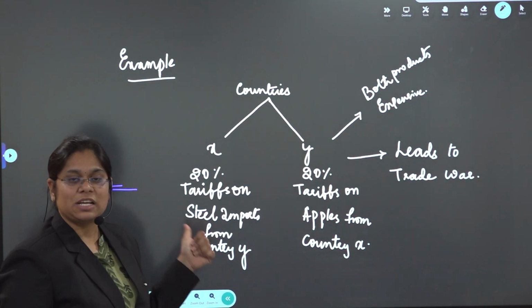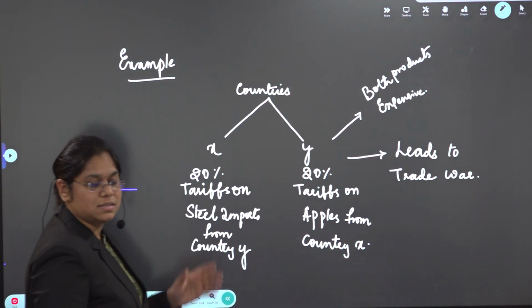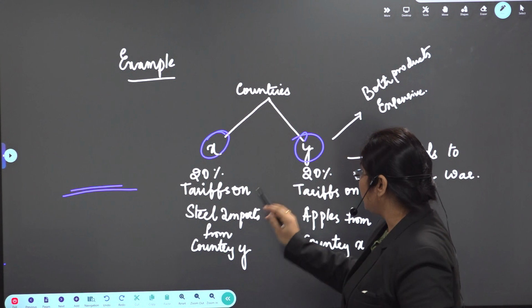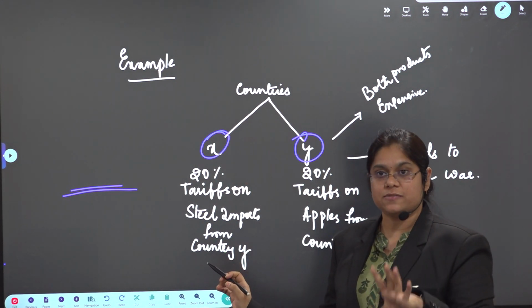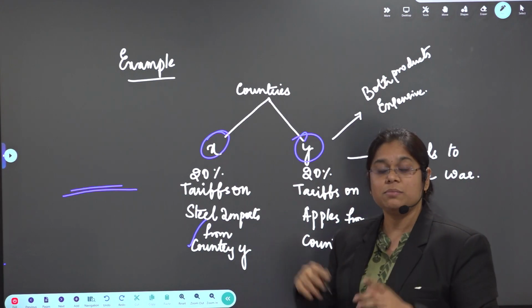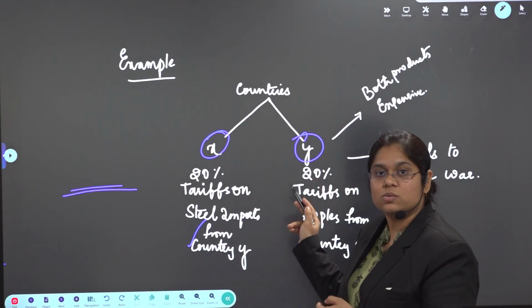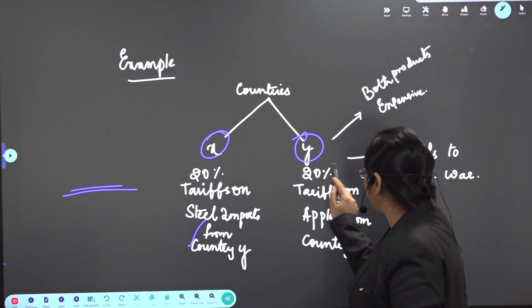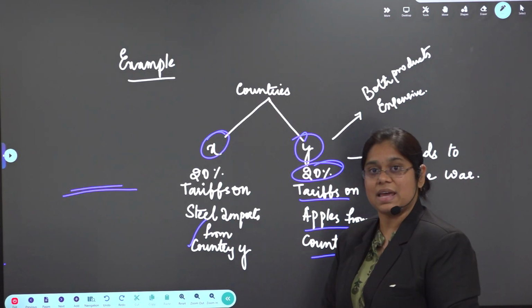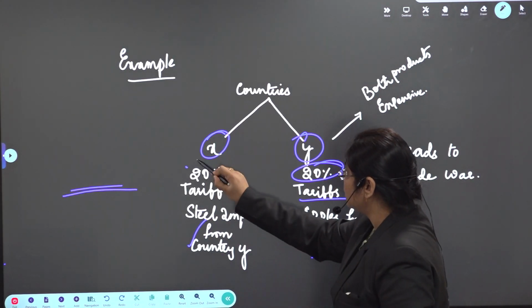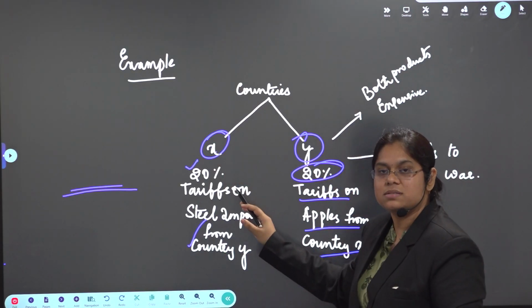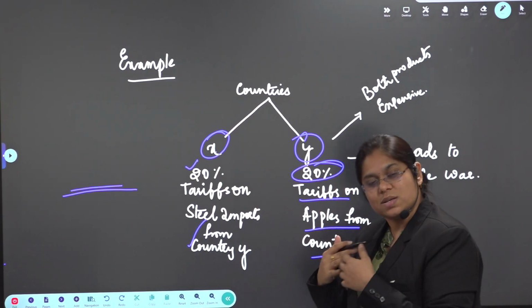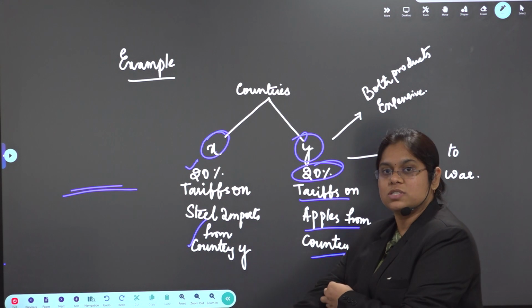Now, to avoid wastage of time, I have written it. So, the simple example here is, consider 2 countries, X and Y. For suppose country X is imposing 20% tariffs on steel from country Y. Then what does country Y do in retaliation? Country Y also keeps 20% tariffs on apples from country X. So what is happening here? Country X is keeping 20% tariffs on country Y for some goods, and in return, country Y is also keeping 20% tariffs on other goods from country X.